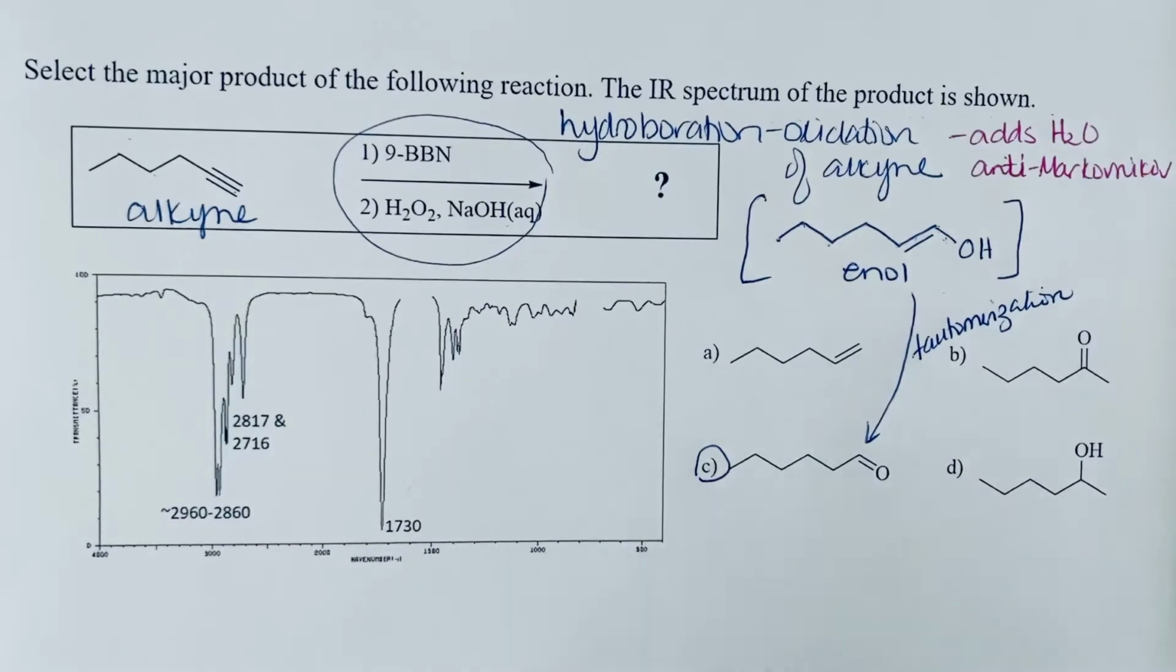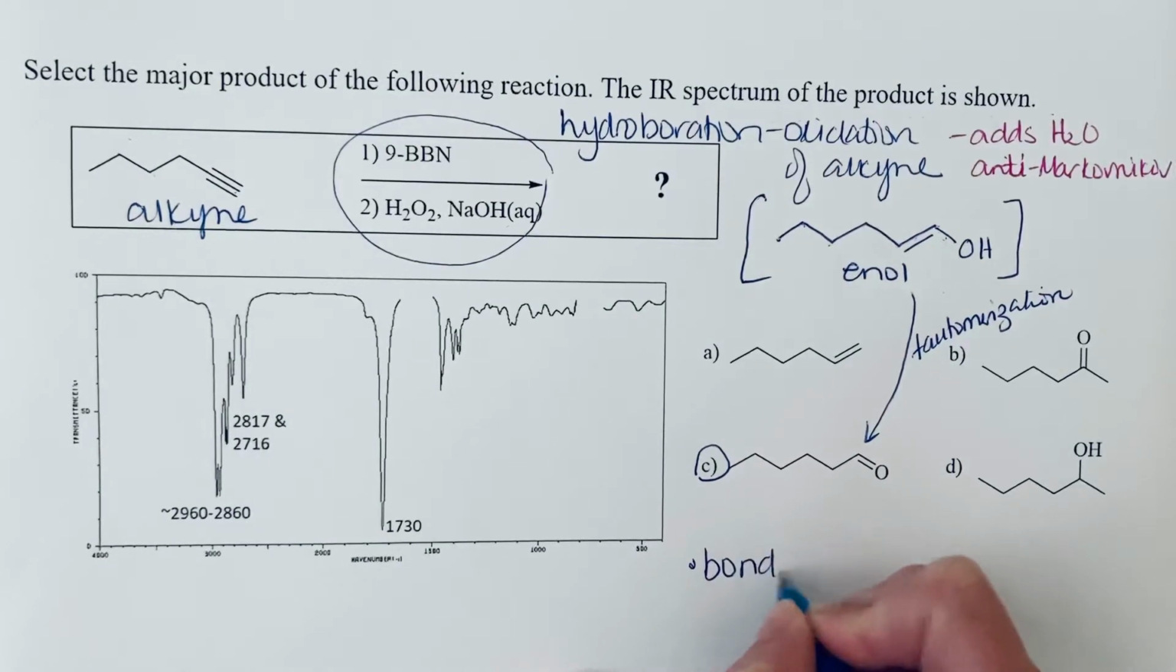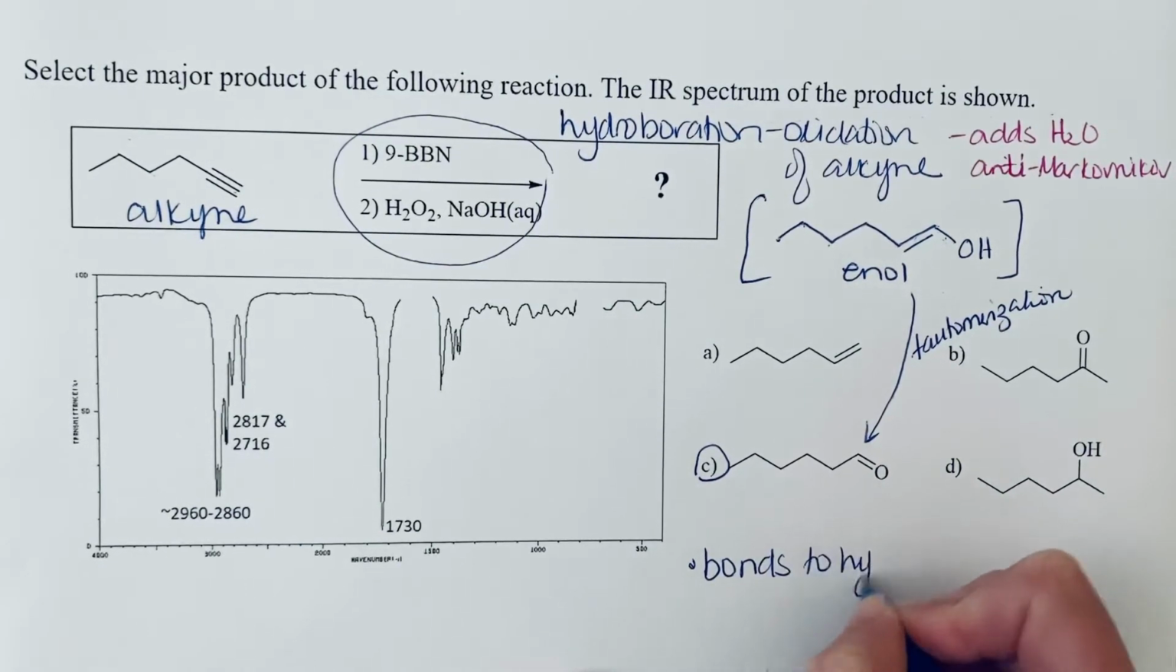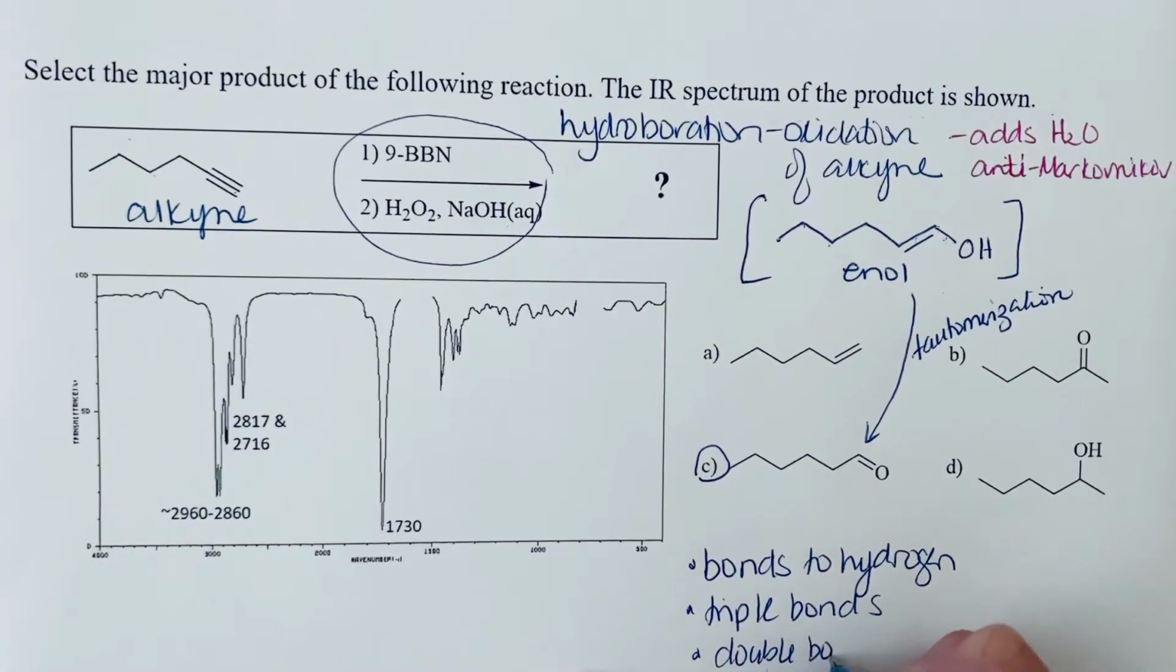infrared spectrum. So let's take a look at the infrared spectrum and see if we can pick out what these key peaks are. So the type of peaks that we can see in an IR spectrum, we can see bonds to hydrogen, we can see triple bonds, and we can see double bonds. And we can see the single bonds as well. They just tend to show up in the region of the spectrum that's harder to interpret.